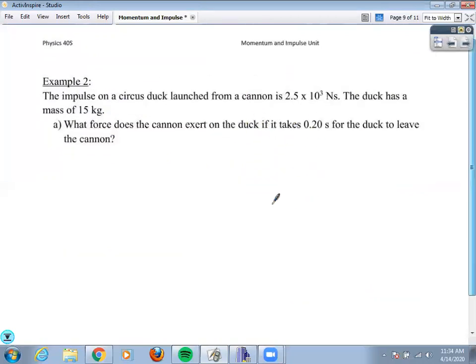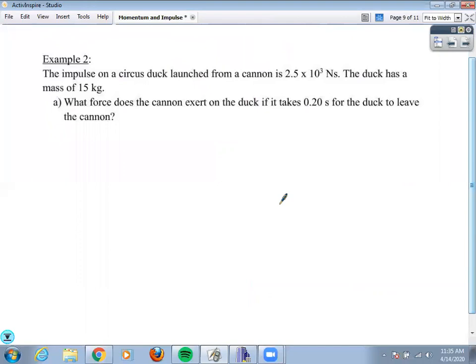So our second example, we have a circus duck that is launched from a cannon and has an impulse of 2.5 times 10 to the 3 Newton seconds. The mass of the duck is 15 kilograms. Part A, what force does the cannon exert on the duck if it takes 0.2 seconds for the duck to leave the cannon? So we know impulse, and we're talking about force.